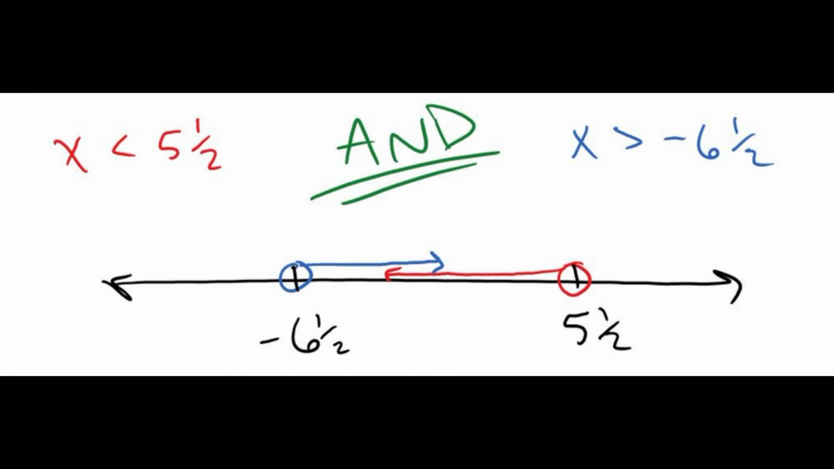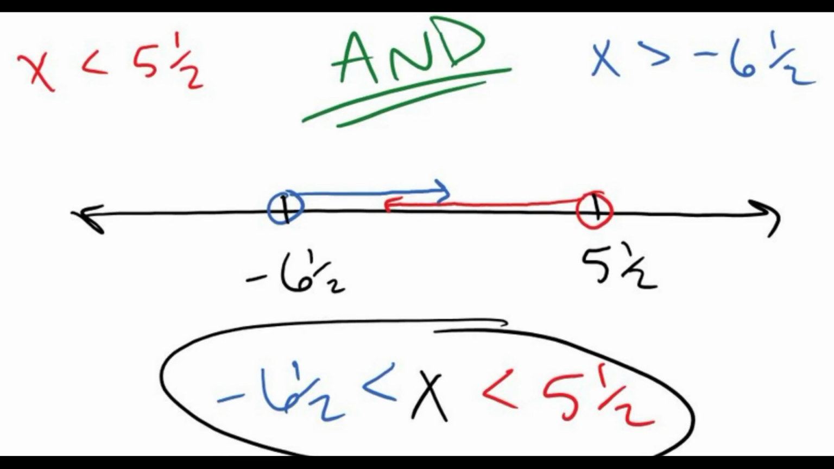Now, to put these together in a compound inequality, we put x in the middle. We put the positive number to the right and the negative number to the left. And then all we have to do is figure out which direction our inequality signs are going. The x has to be smaller than the 5.5, so that's how I got the red one. And then the blue one, x has to be bigger than the negative 6.5, and if you think about it as a crocodile jaw, it's eating the x because it's bigger.